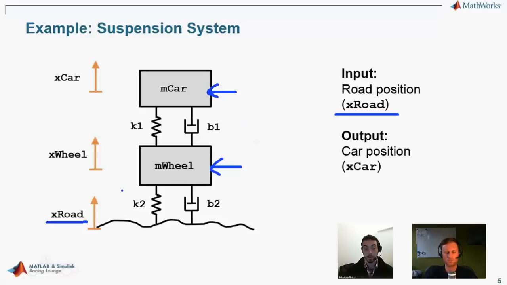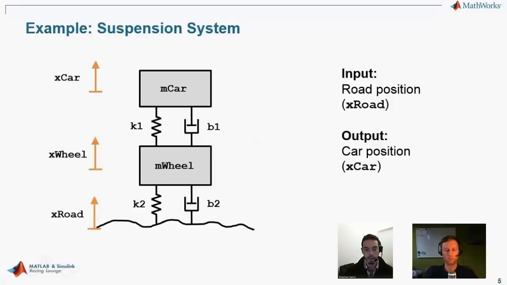Indeed, people do use a spring and a damper to represent the wheel-road interaction, as they model the wheel kind of squishing against the road. So what we're interested in is the position of the car. Basically, we want to see how good our suspension system is as we move the road up and down. As we're moving along it, how does the driver feel that motion? That's what we want to know in this example.